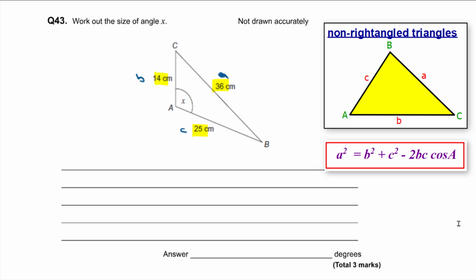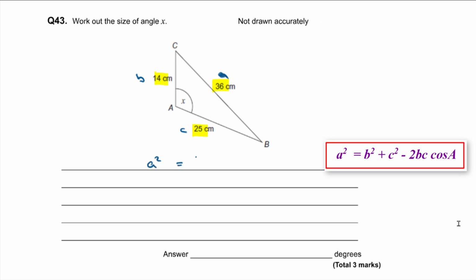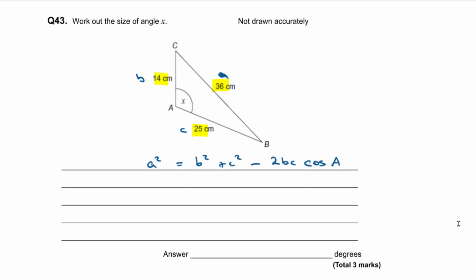We want to find the angle at A. So I'm going to start off with the cosine rule that starts with A. So a squared equals b squared plus c squared minus 2bc cos A. Notice I start and end with the same letter, and these ones are repeated here, here, here, and here. So that's the pattern of the cosine rule.